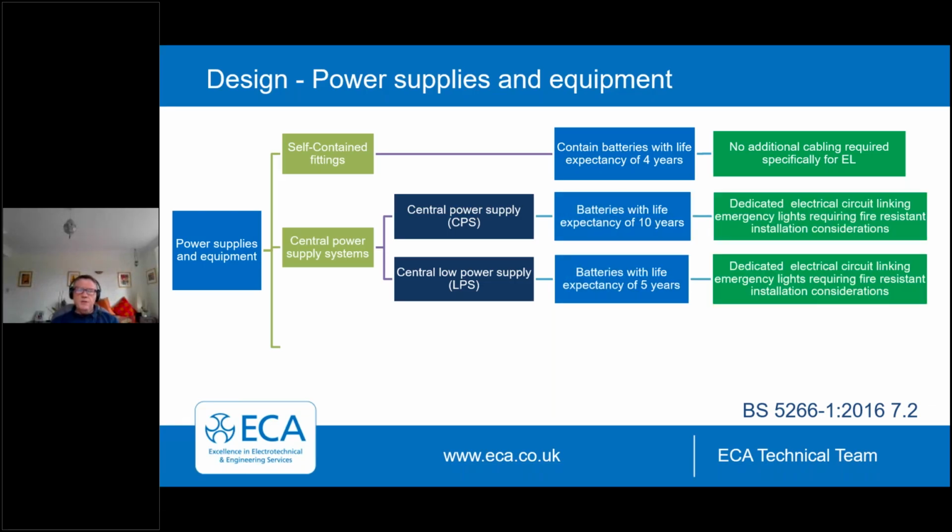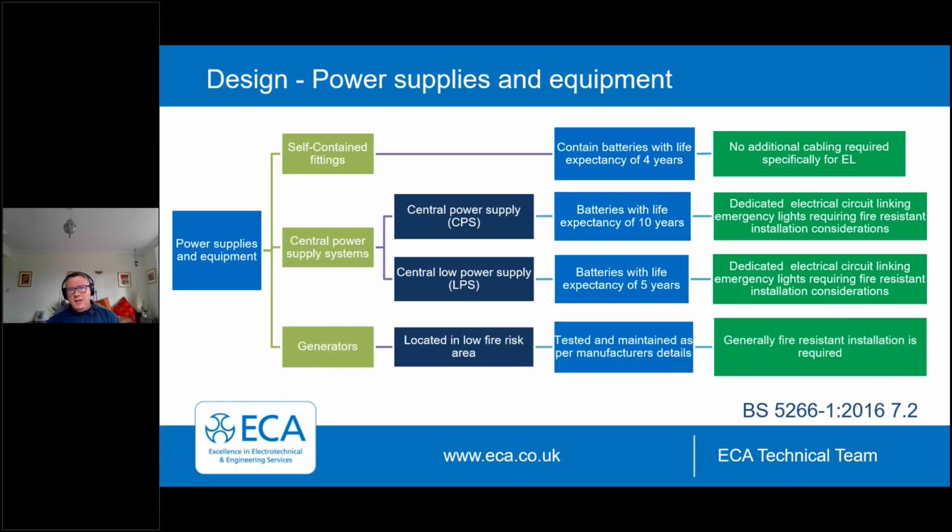But if we're going to be using larger and more complex systems, and therefore we're going to employ a central power supply, normally battery, these can be more expensive because there are other implications that now we need to consider. Notwithstanding, electrical circuit linking emergency lights is required to be fire resistant. So that would certainly be an important consideration, particularly with expense.